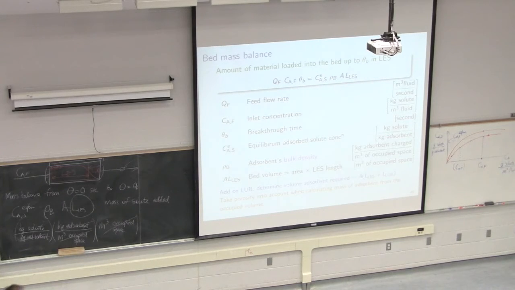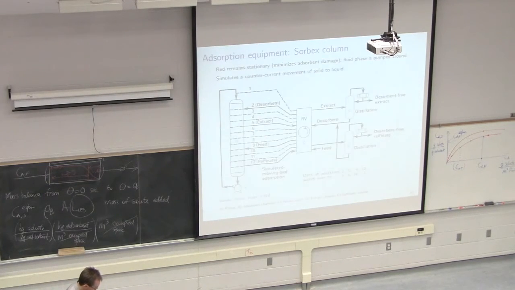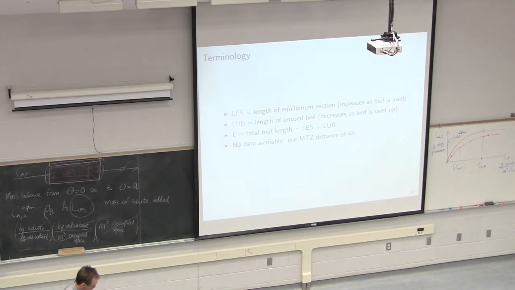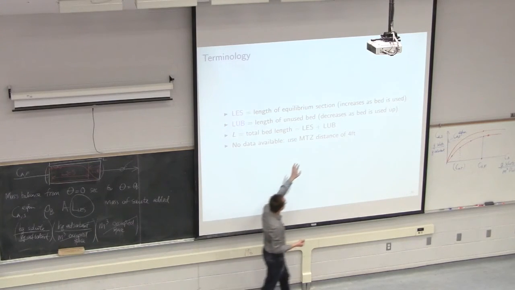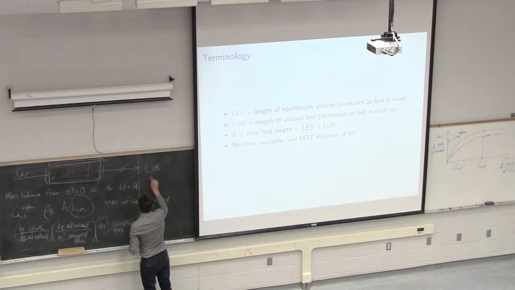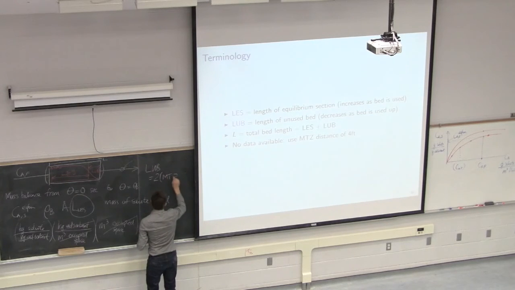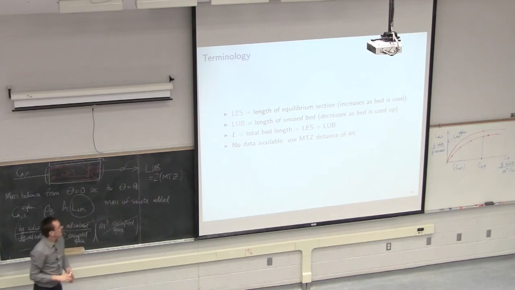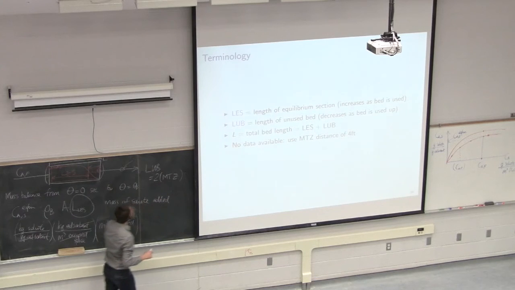And if you don't have that opportunity, we can use this approximation: use the mass transfer zone distance equal to 4 feet, and then use the idea that LUB is equal to 2 times MTZ. Okay, so if you don't have data, that's a fair enough approximation. It will probably make a reactor that's a little bit too big for you. Okay, but once you have LUB of 8 feet, then you can calculate the total length of the reactor. So the problem that you have on the other side of the page uses this equation.